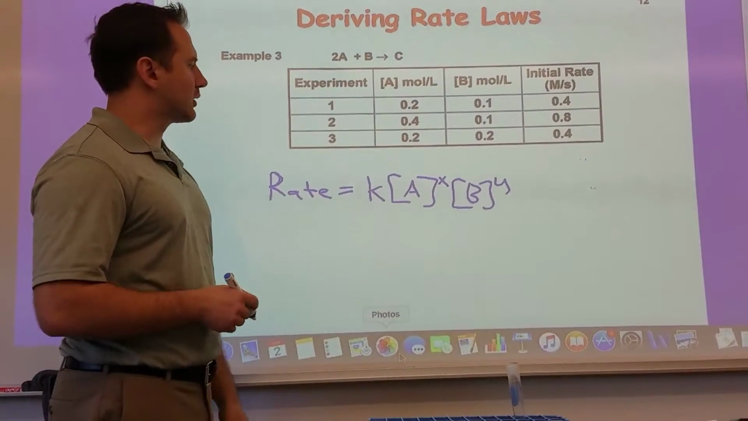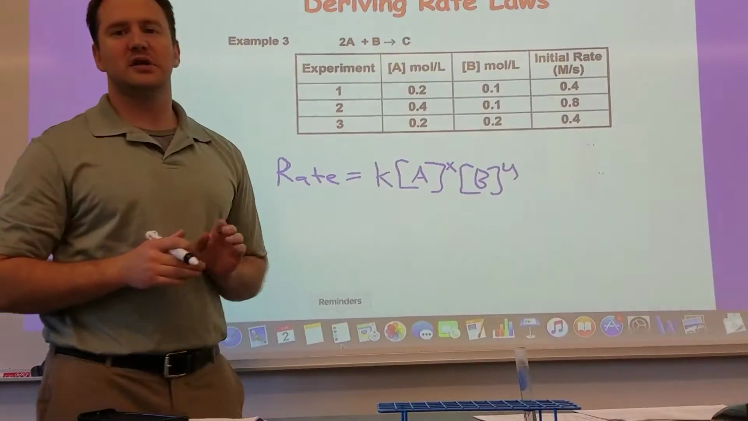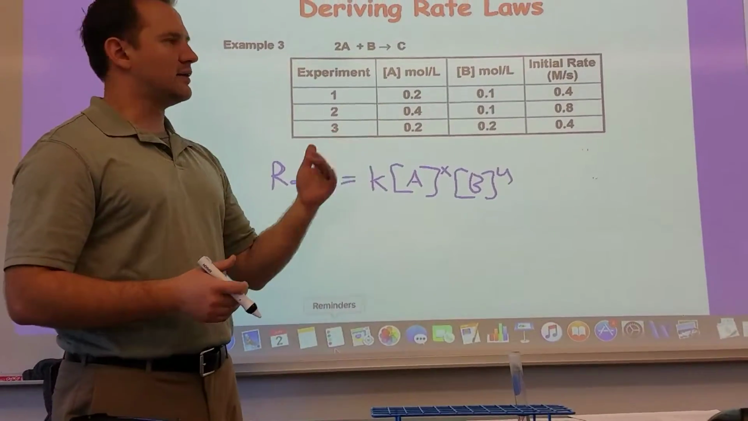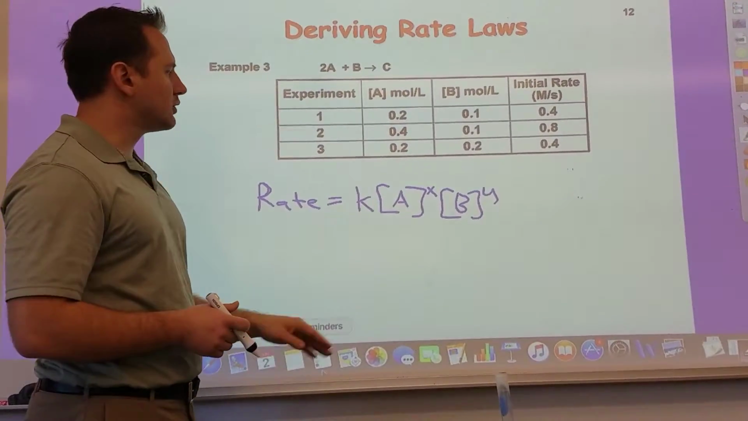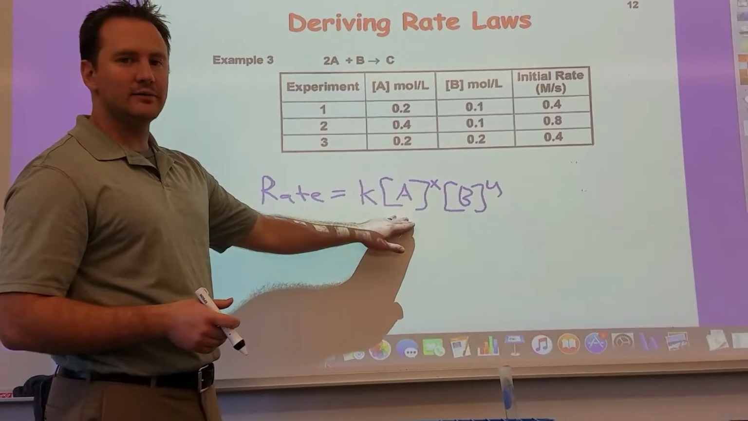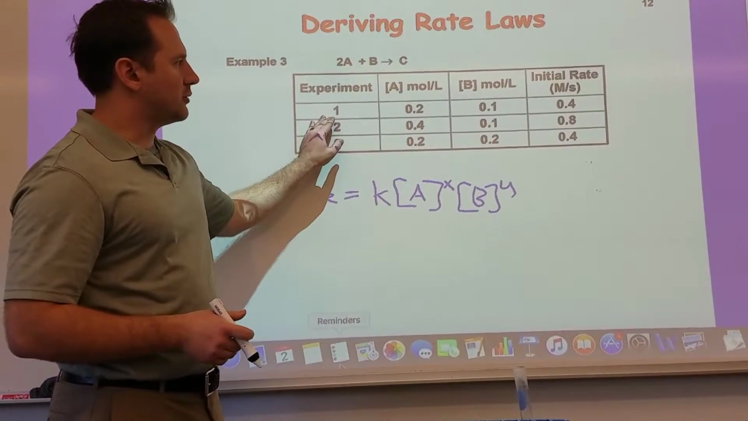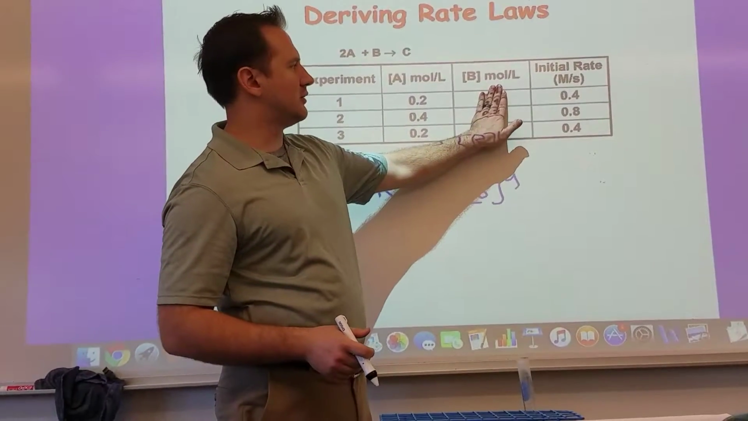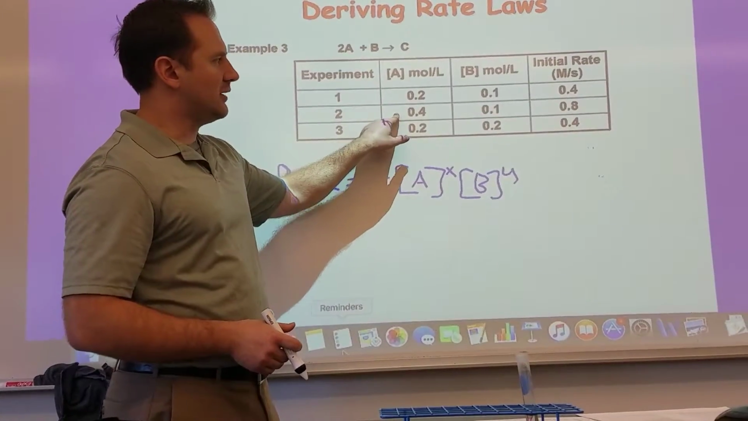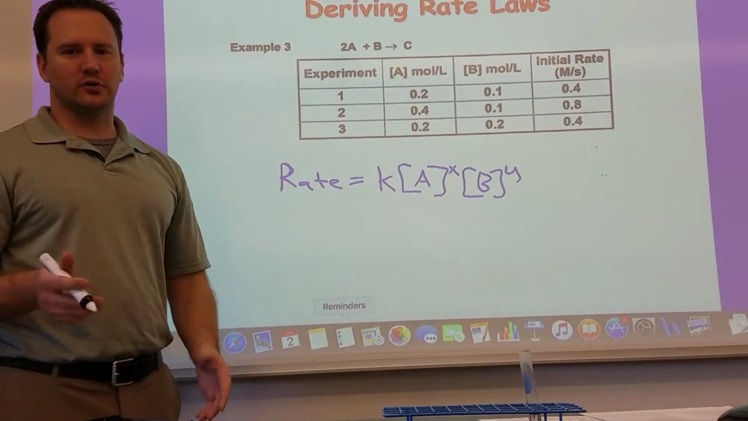So what we're going to do is hold one of these concentrations constant through different experiments and look at the impact of changing the concentration of the other one on the rate of the reaction. So if we're looking to find the impact of changing the concentration of reactant A, we can look at the first two experiments because the concentration of B is held constant. When we do that, we see that when we double the concentration of A, the reaction rate doubles with it. So that implies a first order reaction.